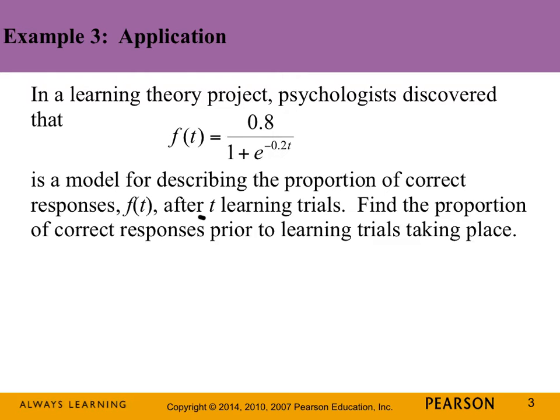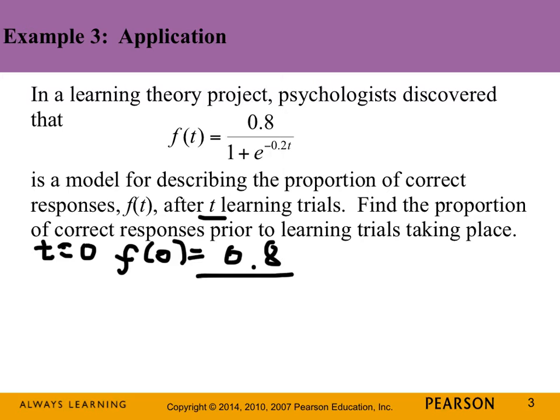Okay, well, if t is the number of learning trials, prior to the trials taking place means that t equals 0. So we'll say f of 0 equals 0.8 over 1 plus e raised to the negative 0.2 times 0 power.